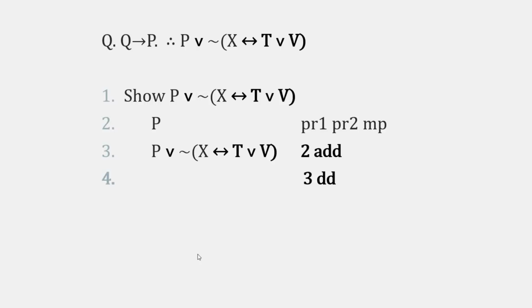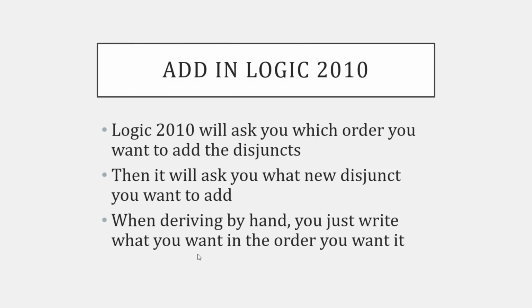Okay. So addition. Again, in Logic 2010, it'll ask you what order you want to add the disjuncts. If you say add, a little pop-up will come up and ask in what order you want to add the disjuncts, and then it'll ask you what new disjunct you want to add. Once again, deriving by hand, you just add whatever you want in whatever order you want.